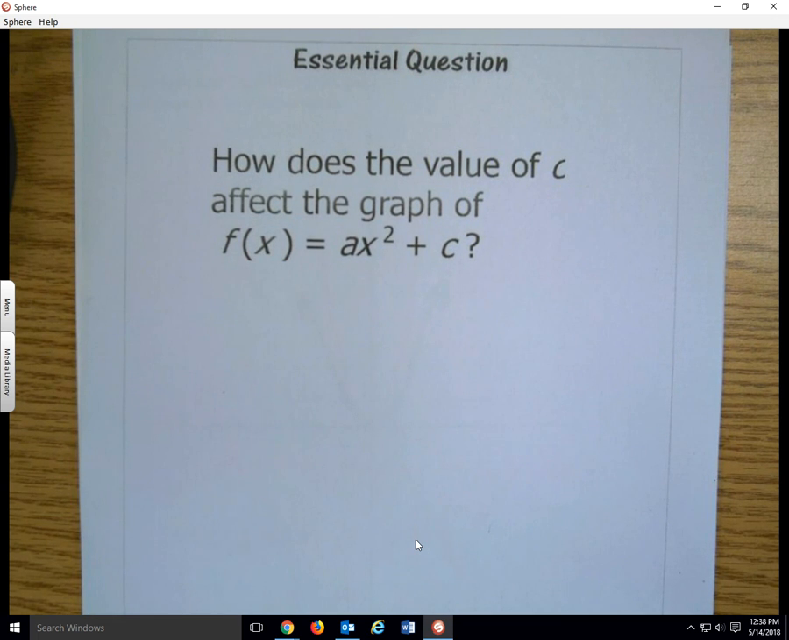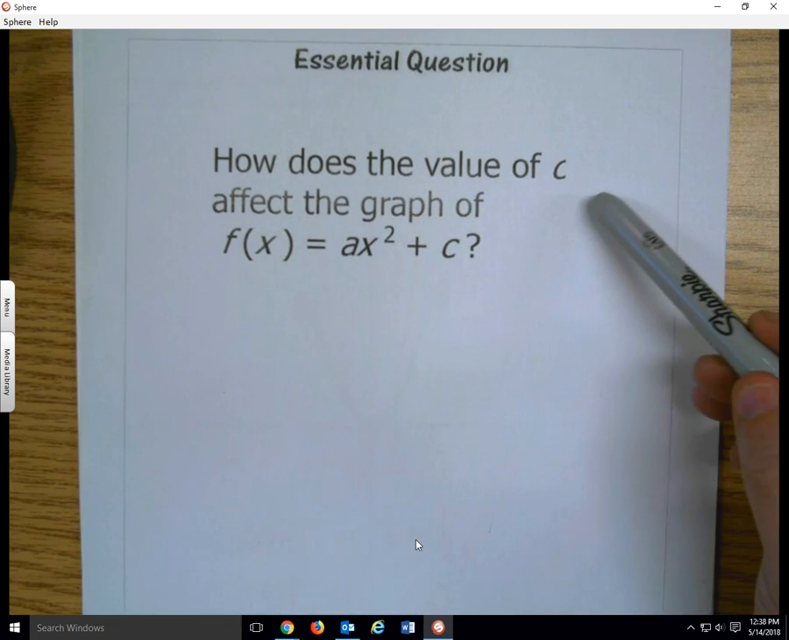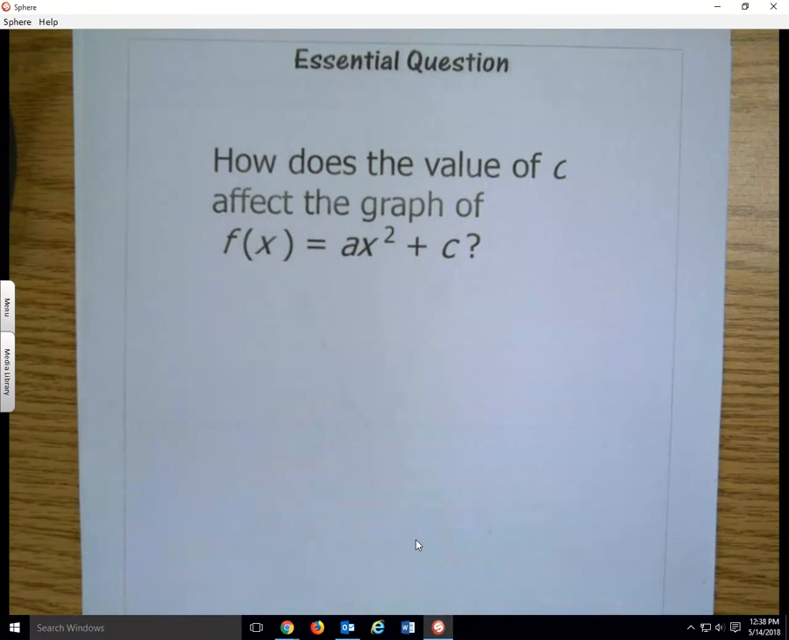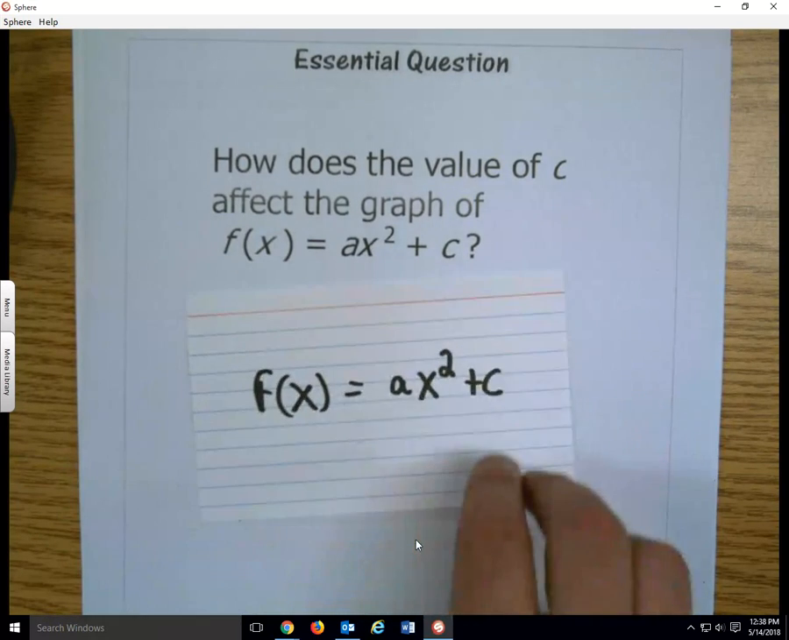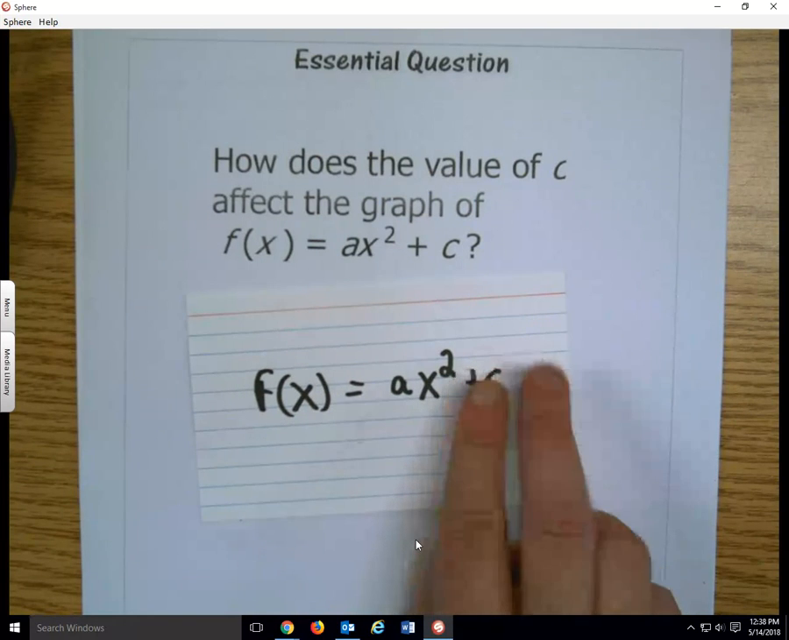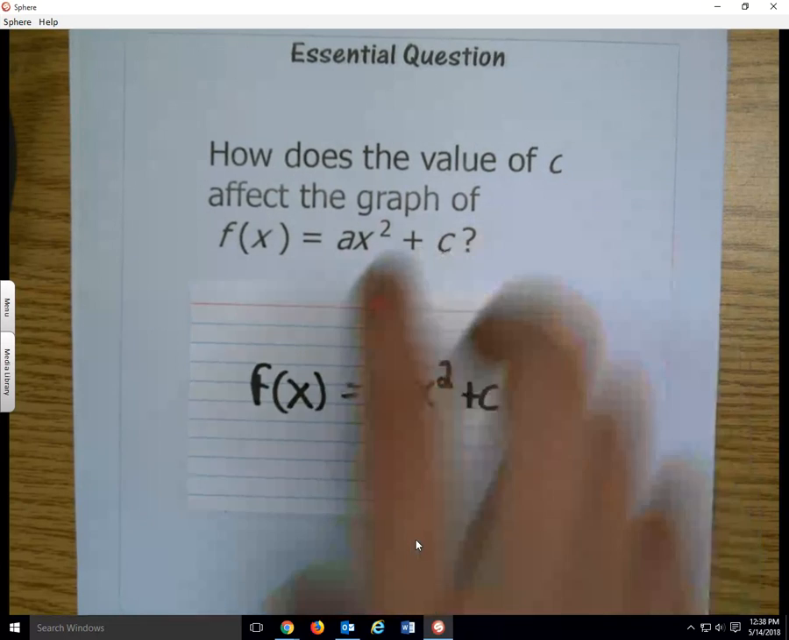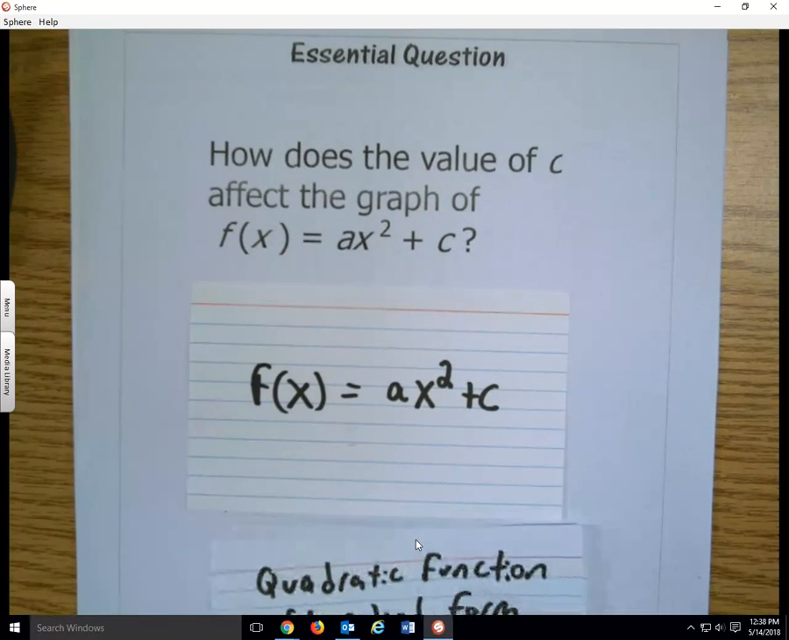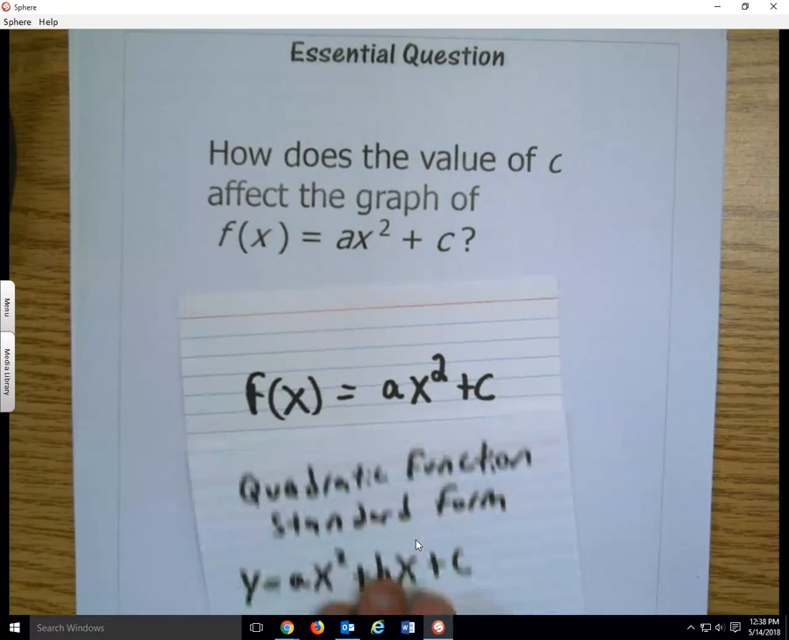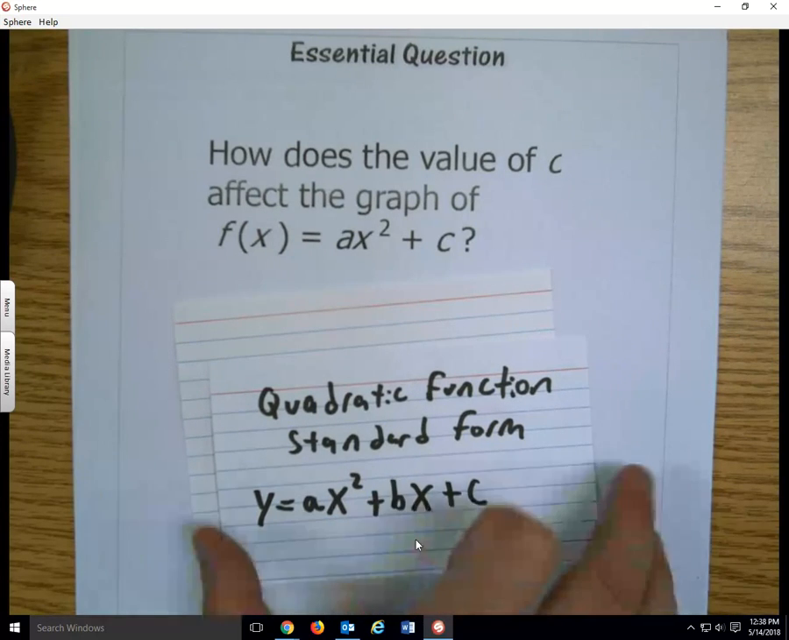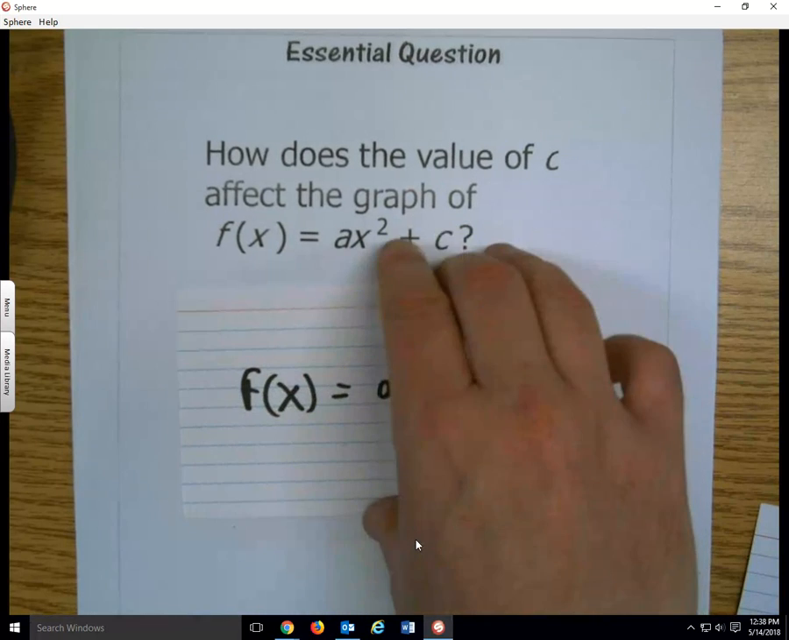Okay, so now we're looking at how the value of c affects the graph of this quadratic function when it's in standard form. Just as a review, we've already done just an ax squared, and now we're doing an ax squared plus c. That's still not completely everything, because the quadratic function in standard form is ax squared plus bx plus c. So we haven't done the bx yet. That's what we're going to get to in just a little bit.